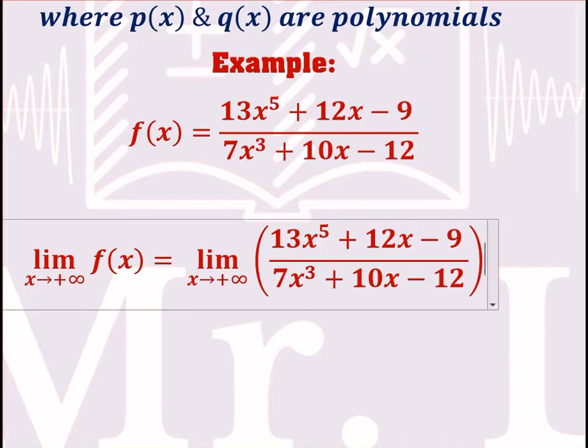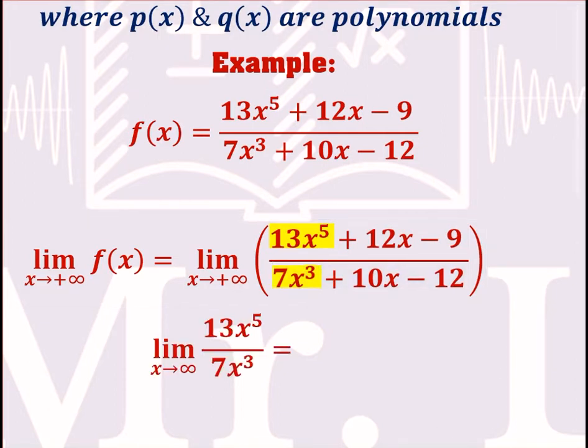Now, to find this limit, all you have to do is to choose the term or the monomial in the numerator with highest degree, with highest power, which is 13 multiplied by x power 5 in this case, and the monomial with the highest power in the denominator, which is 7x power 3. Then at infinity, the limit of this function is the same as the limit of the function 13x power 5 over 7x power 3. And as you see guys here, I don't care about the other terms. 12x minus 9 here, I ignore it. Also 10x minus 12 in the denominator, I ignore it.